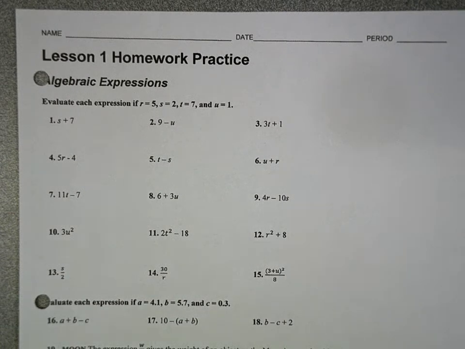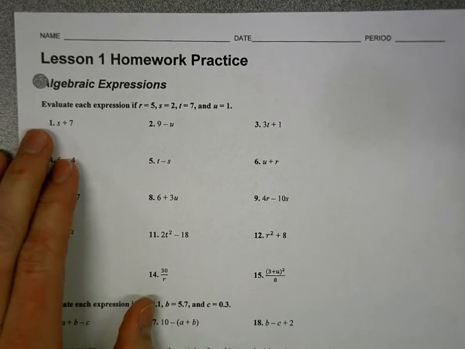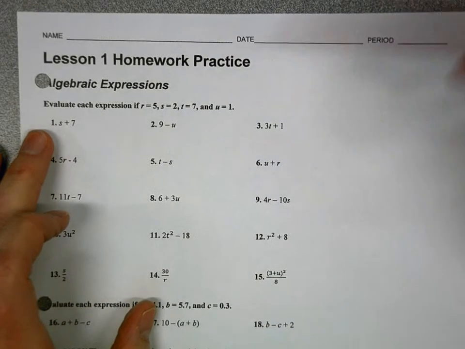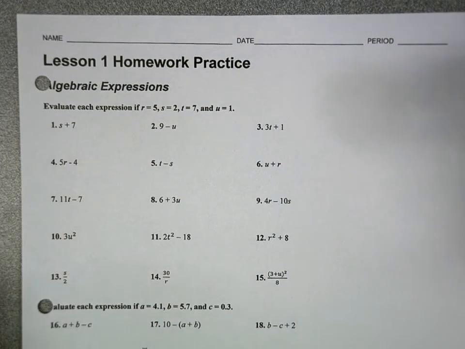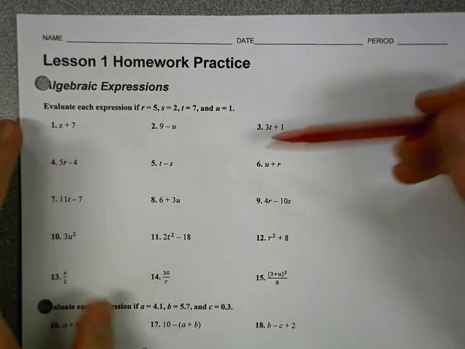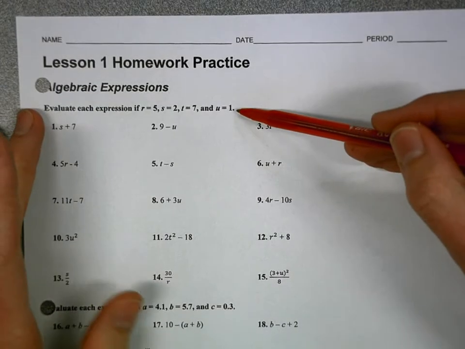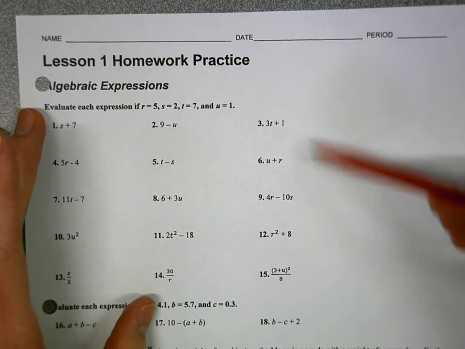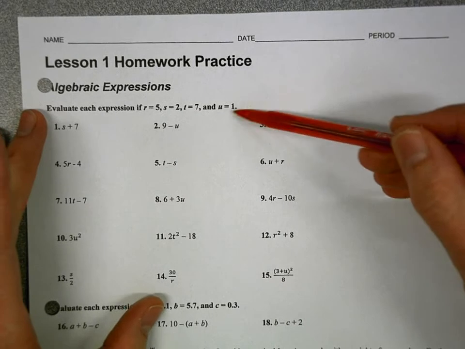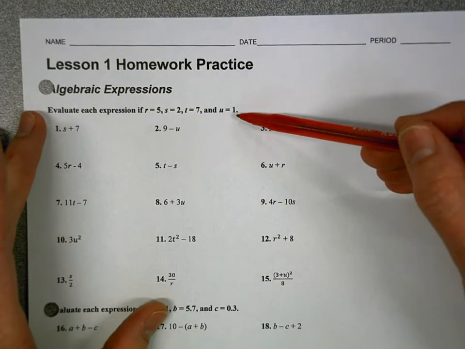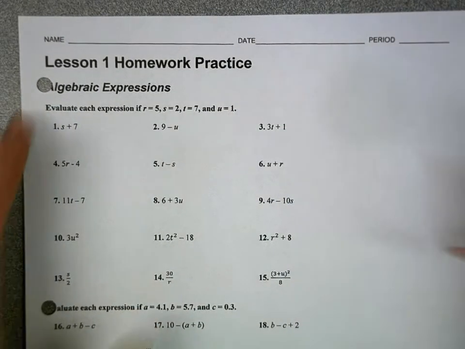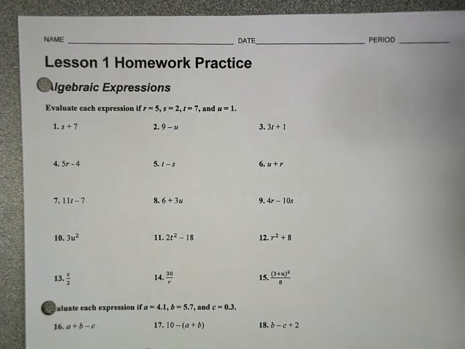Okay, so it says evaluate each expression if r equals 5, s equals 2, t equals 7, and u equals 1. Ladies and gentlemen, they define the variables right up in the directions. Sometimes they'll be in the problem, kind of like our example, but sometimes it's in the directions. So you have to pay close attention to that. All right, here we go. Let's check out problem number 3.